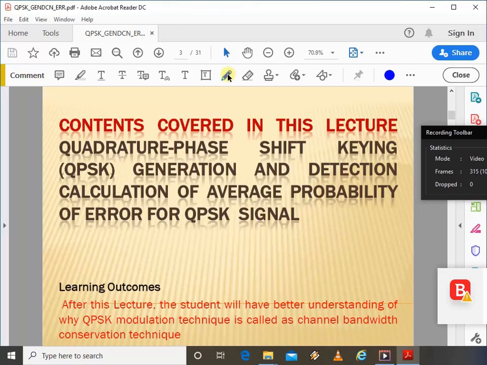In today's lecture, we are going to study the next digital modulation technique, which is quadrature phase shift keying or quadri-phase shift keying, that is in short QPSK. Here we are going to study how to generate and receive the QPSK signal, and we are also going to calculate the average probability of error for QPSK signal.